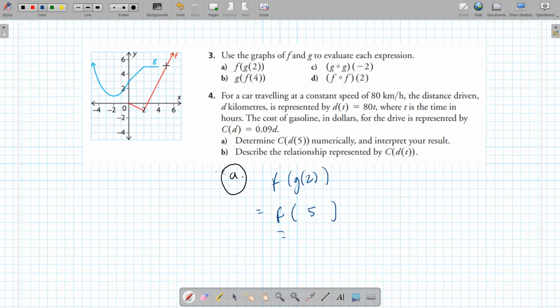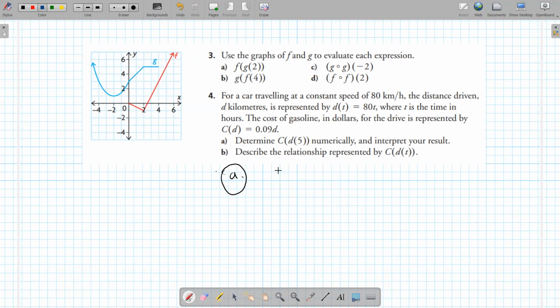So boom, boom, up here. That is also a 5. X value is 5 for f. The y value is also 5. So that's the answer for the first one. These are pretty simple. Look at the next one. g of f of 4.